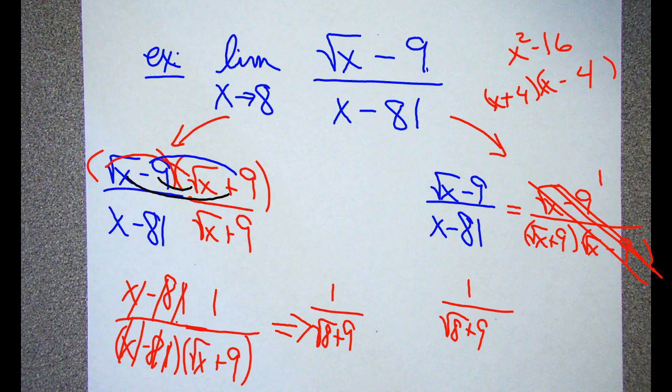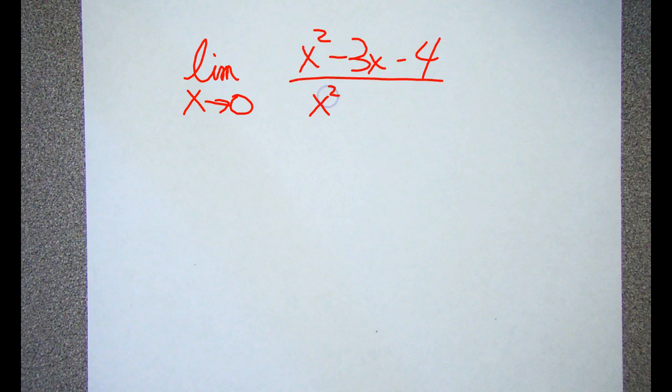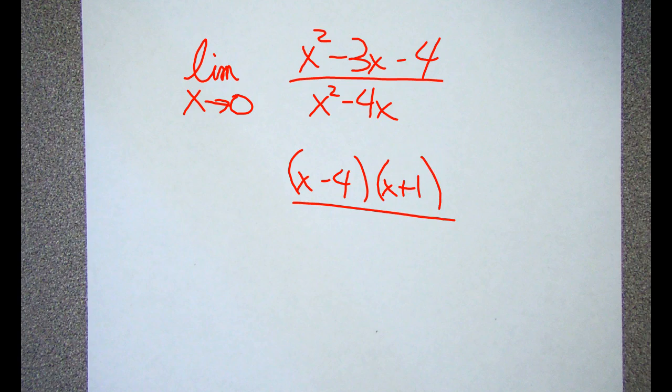I have a question. What is it? Just read it. Limit as x approaches 0, x squared minus 3x minus 4 over x squared minus 4x. So I would go x minus 4, x plus 1, and then x times x minus 4. And I'm still screwed. Yeah. You can't do number 3.